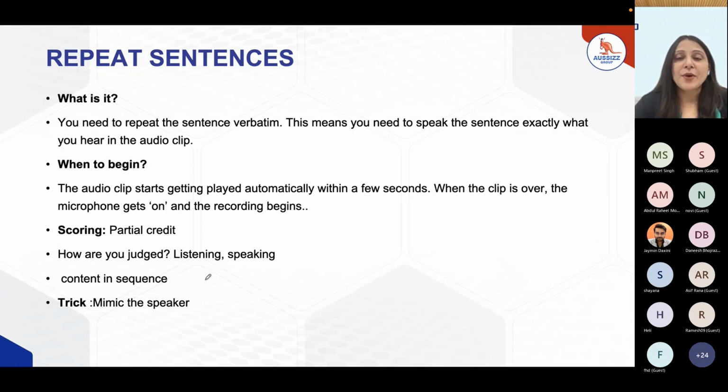Very simple. You have to mimic the speaker. Wherever the speaker is taking a pause, you have to take a pause, and you have to make sure that you visualize that sentence to repeat it again. Follow the chunking strategy, chunk the sentence into parts, and you'll be able to repeat it again.